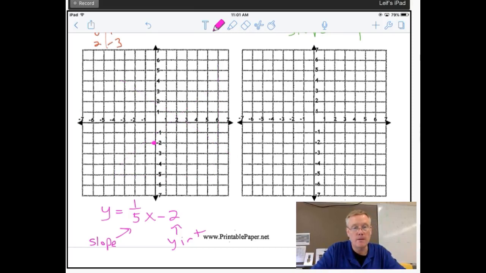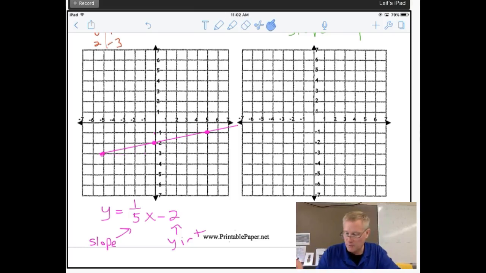Okay, so rise is 1, run is 5. Up 1, left 5. 1, 2, 3, 4, 5. And there's my point. I ran out of space going to the right. And you can also go down and to the left. So if I go down 1 and then left 5, I go 1, 2, 3, 4, 5 over there. There's my other point. And then you can connect your dots and make your line. Okay.